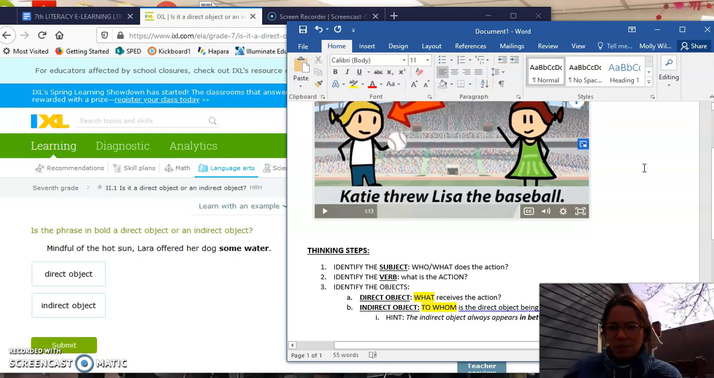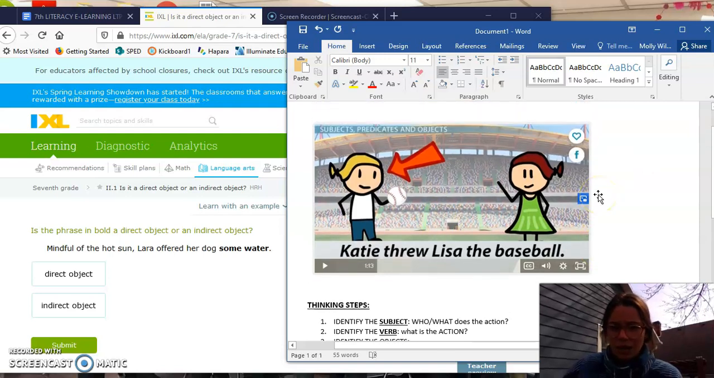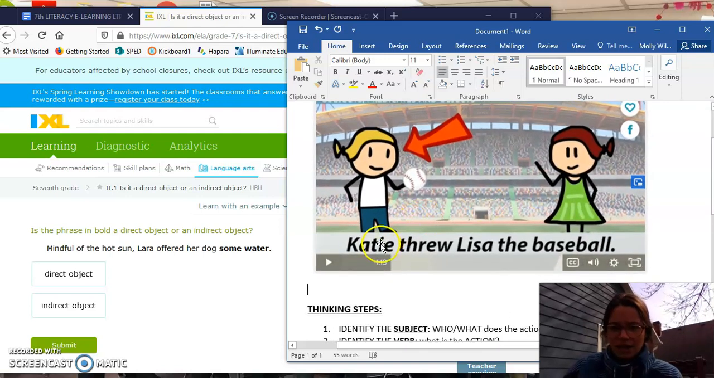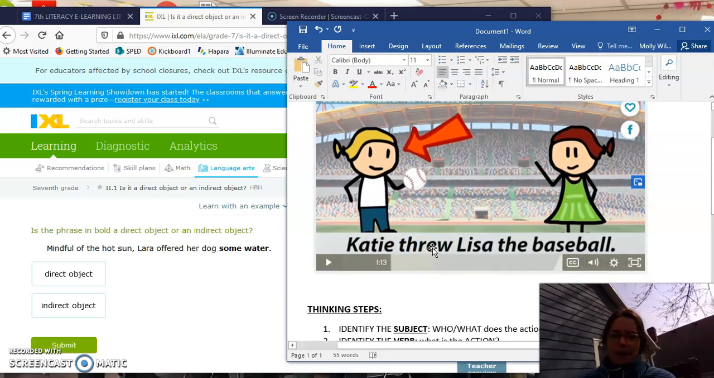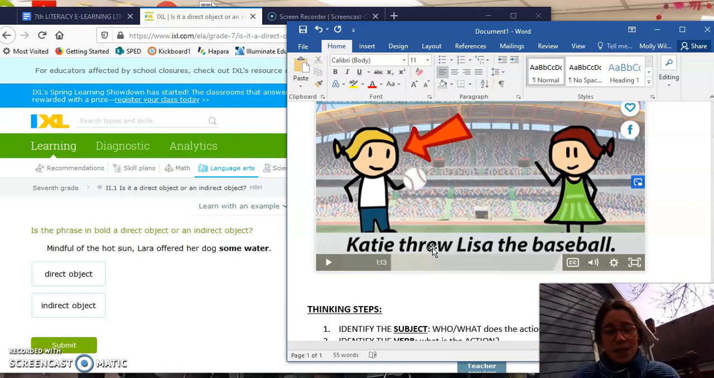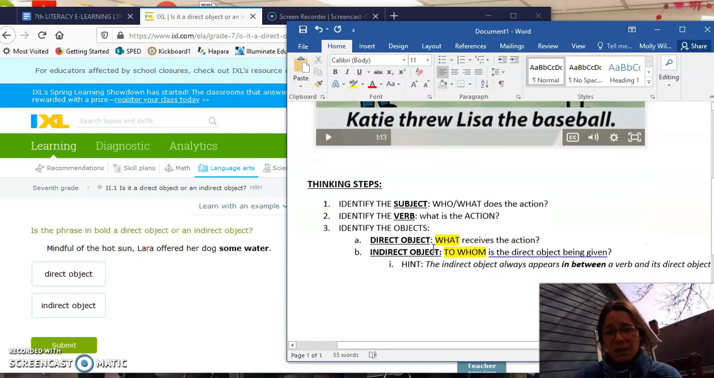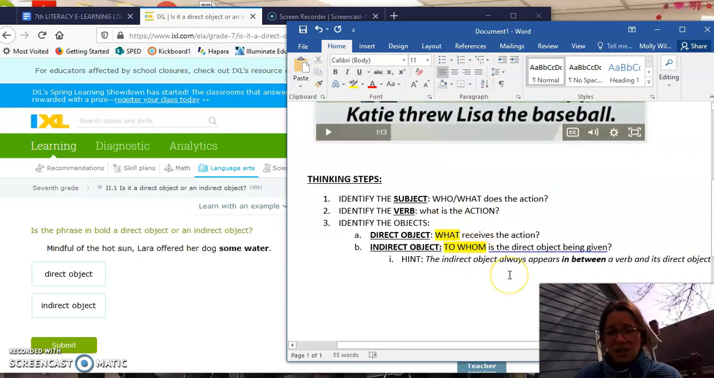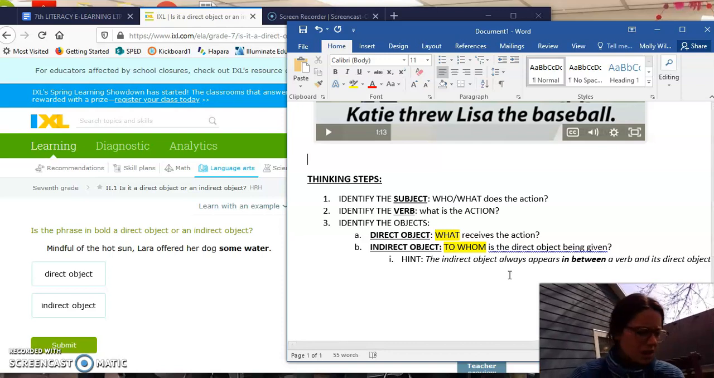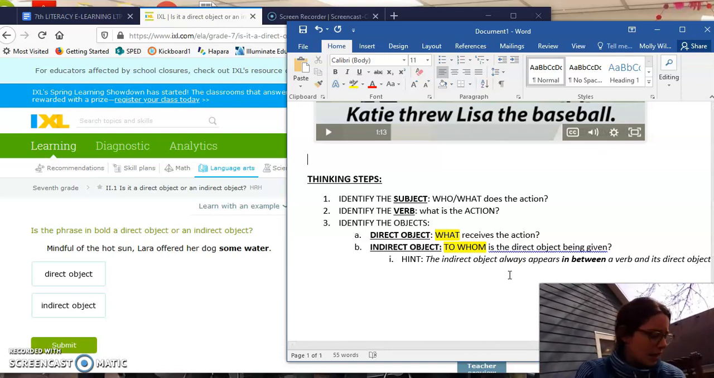So take a look at this example you see here. I see the sentence says, Katie threw Lisa the baseball. So here are my thinking steps, and if it was me, I would either write these down or save this on your screen to the right while you have IXL up on the left. Just press pause here and use these thinking steps every single time that you go through an example because it'll help you get the answer.